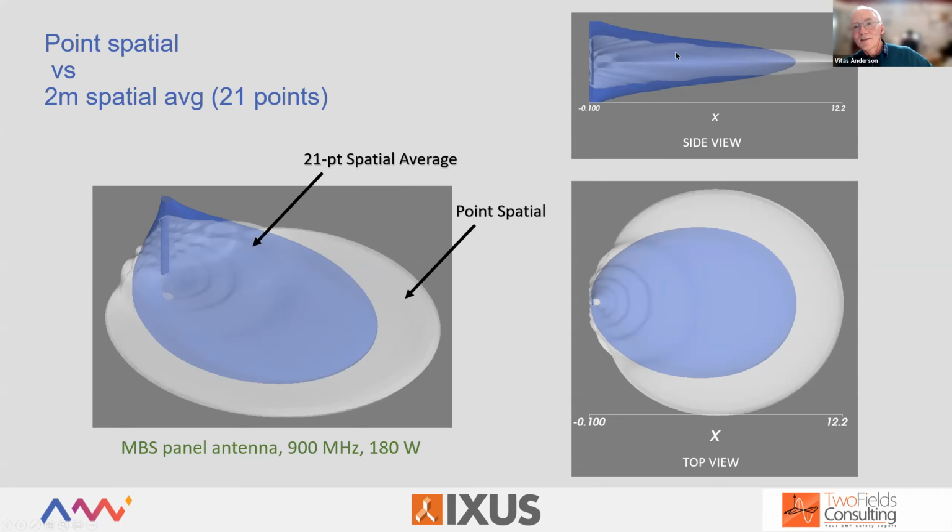Looking at the side view over here in the top right panel, you can see the 21-point spatial averaging is certainly less in extent out in front of the antenna. And if you look at the bottom, it's also less in extent to the sides as well. However, there is a trade-off. You can see again in the top panel that the extent of the compliance zone actually grows in the vertical direction.